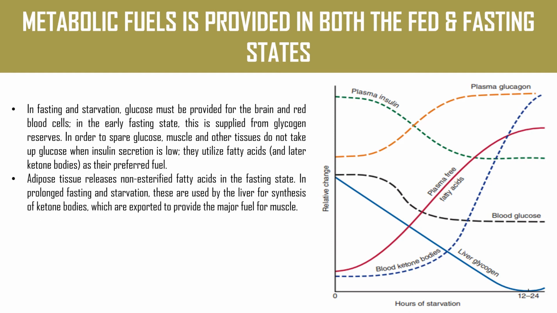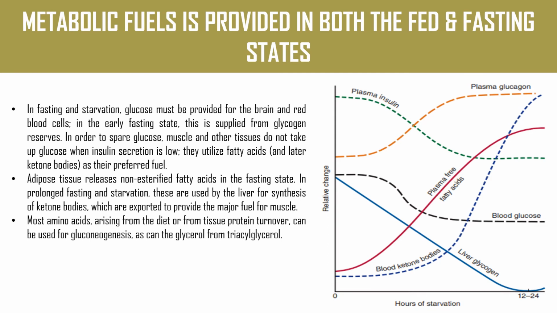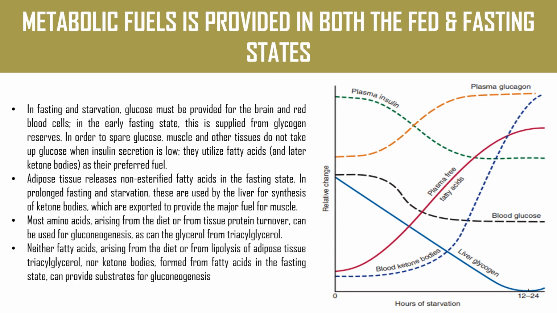Adipose tissue releases non-esterified fatty acid in the fasting state. In prolonged fasting and starvation, these are used by the liver for synthesis of ketone bodies, which are exported to provide the major fuel of muscles. Most amino acids arising from the diet or from tissue protein turnover can be used for gluconeogenesis, as can the glycerol from triacylglycerol. Neither fatty acids arising from the diet or from the lipolysis of adipose tissue triacylglycerols, nor ketone bodies formed from the fatty acids in the fasting state, can provide substrate for gluconeogenesis.